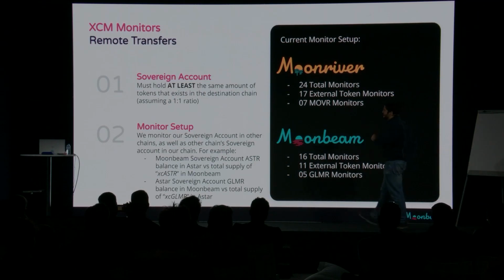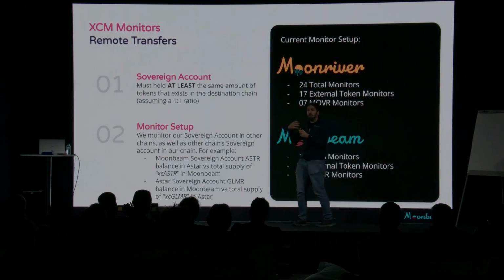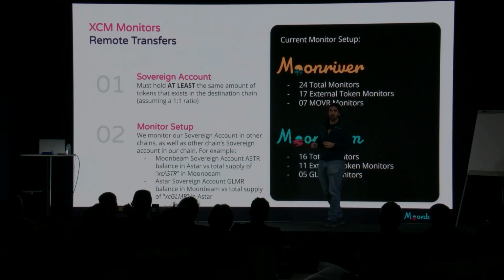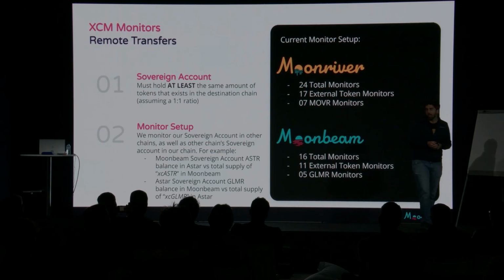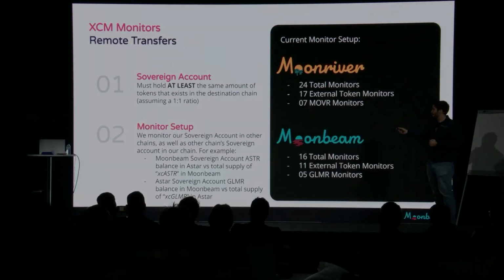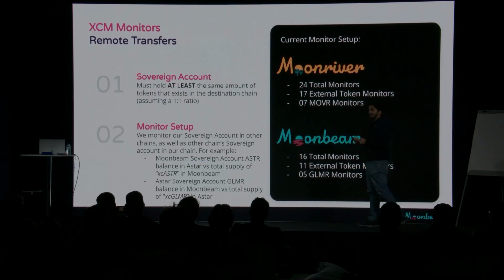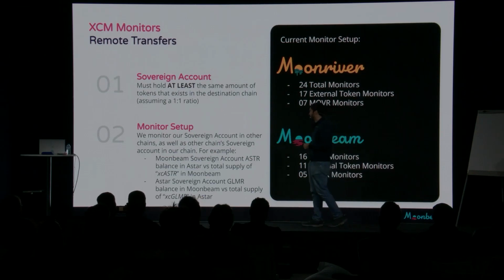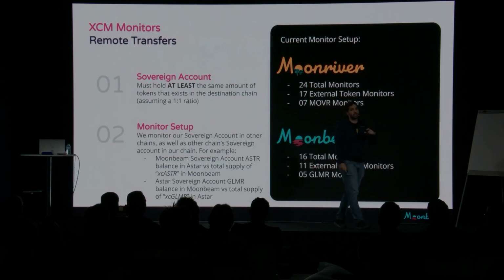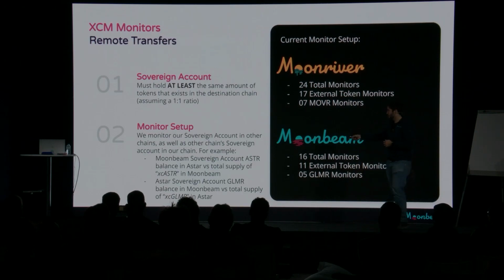So as an example, we monitor our Moonbeam sovereign account on other chains, as well as other chains' sovereign accounts on Moonbeam. So for example, for Astar: the Moonbeam sovereign account's ASTR balance in Astar, if you remember the other diagram that I showed before, versus the total supply of XC-ASTR on Moonbeam. And similarly for the Astar sovereign account's GLMR balance in Moonbeam versus the total supply of XC-GLMR, I'm not sure how they name it, in Astar, all right? It's very important to understand that concept.